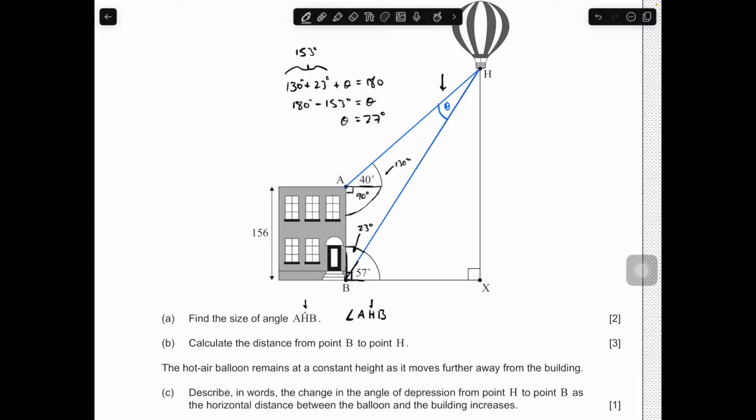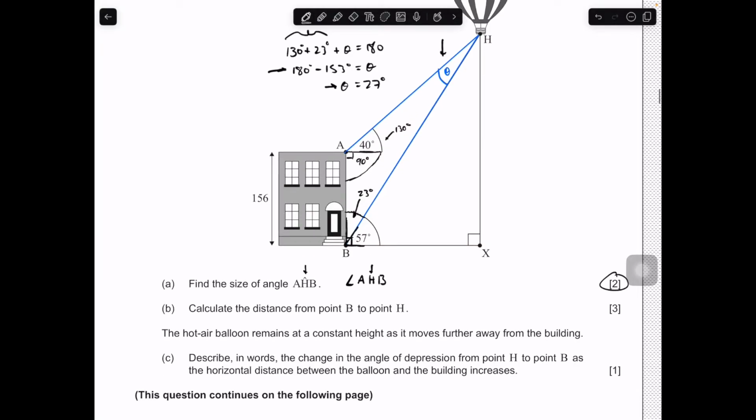Okay, next question is calculate the distance from point B to point H. If I can just say this once again, it's a 2-mark question. They're probably expecting something like this, and then the answer itself. So just the answer won't be enough for complete method marks as well.